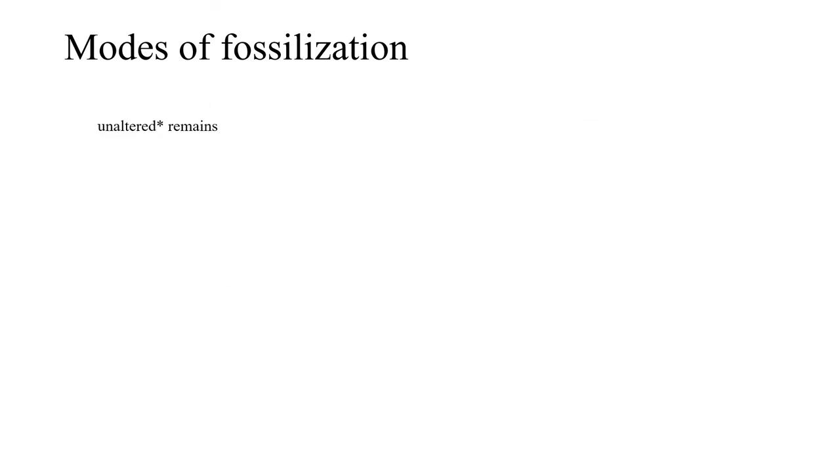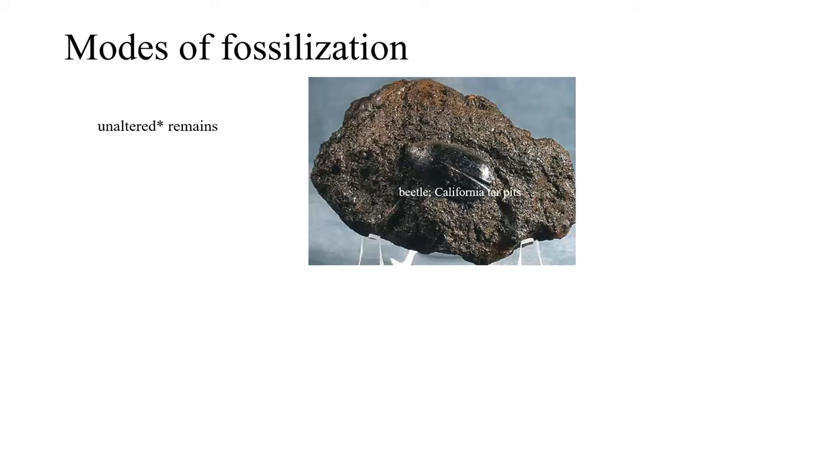There are also other cool things that make fossils that are worth you guys seeing. One of the other ones is unaltered remains. There are really rare cases where the organic remains of the organism are just straight up there. You still have them. Here's a great example. This is from the tar pits in California. This is not particularly old, but it's still a fossil. 14,000 years ago, there's a beetle.